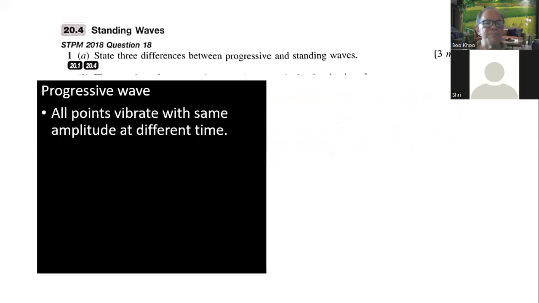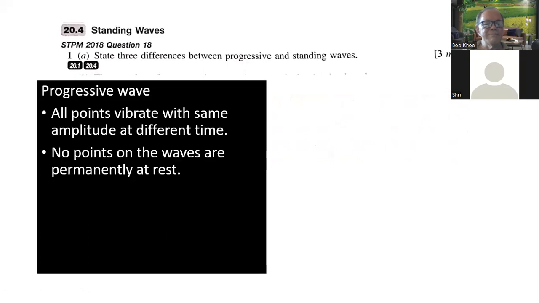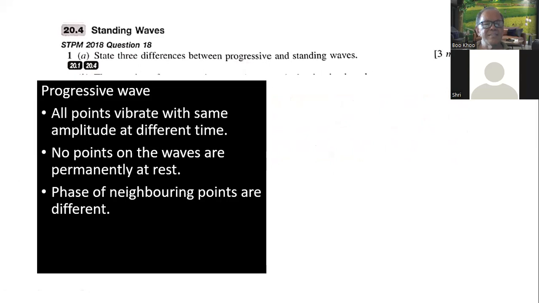Progressive wave: all points vibrate with the same amplitude at different times. No points on the wave are permanently at rest. The phase of neighboring points are different.